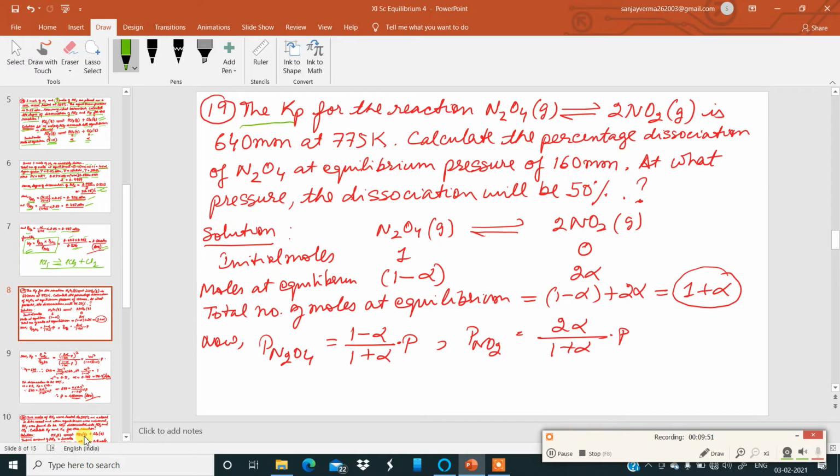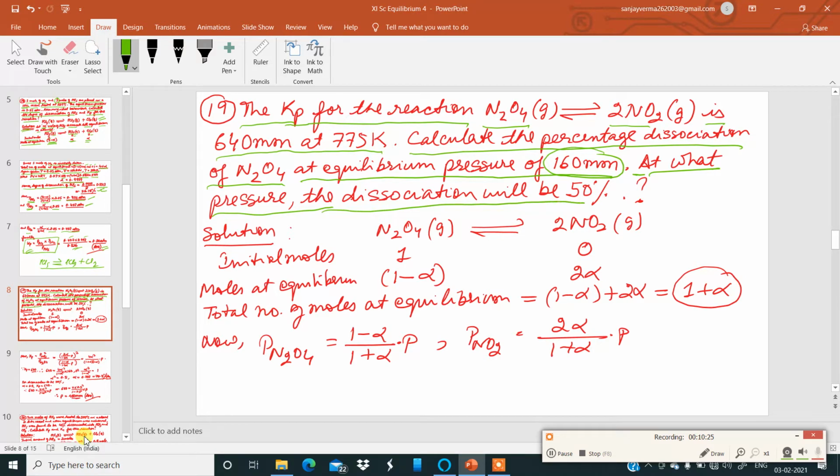The Kp, the equilibrium constant in terms of partial pressure for the reaction N2O4(g) giving NO2(g), is 640 millimeter at 775 Kelvin. Okay. Calculate the percentage dissociation of N2O4 at equilibrium pressure of 160 millimeter. The equilibrium pressure is what? 160 millimeter. Okay. And the Kp for the reaction is 640 millimeter. Now the question is saying, at what pressure the dissociation will be 50%. So you have to get the pressure. Equilibrium pressure is 160. At 160, first calculate the pressure, whatever is the pressure.